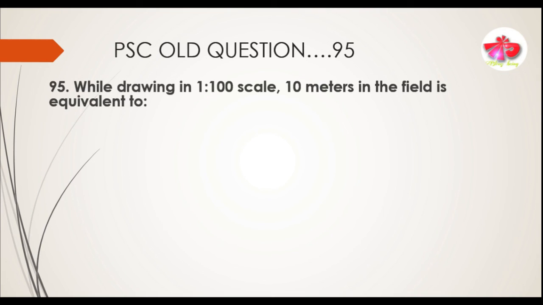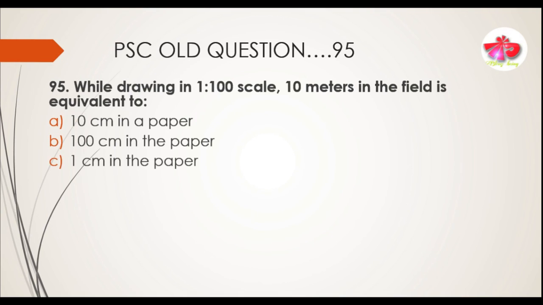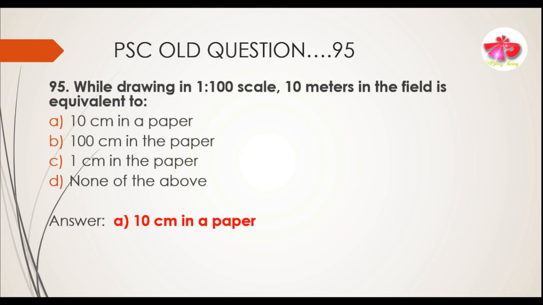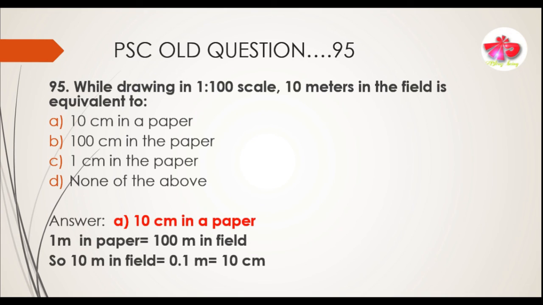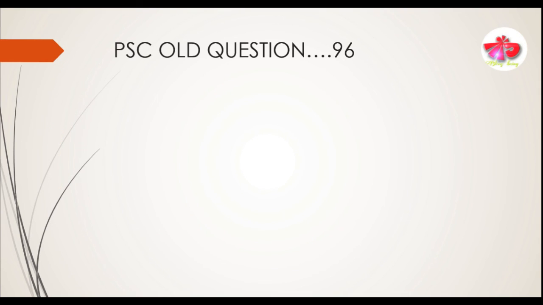Question number 95. While drawing in 1:100 scale, 10 meters in the field is equivalent to: 10 centimeter in paper, option A; 100 centimeter in the paper, option B; 1 centimeter in the paper, option C; and none of the above. So friends, while drawing 1:100 scale, 10 meters in the field represents 10 centimeter in the paper, isn't it? 1 meter in the paper equals 100 meter in the field, so 10 meter in the field equals 0.1 meter equals 10 centimeter.